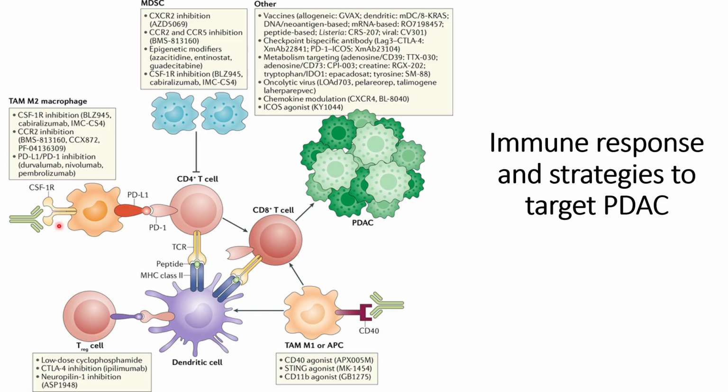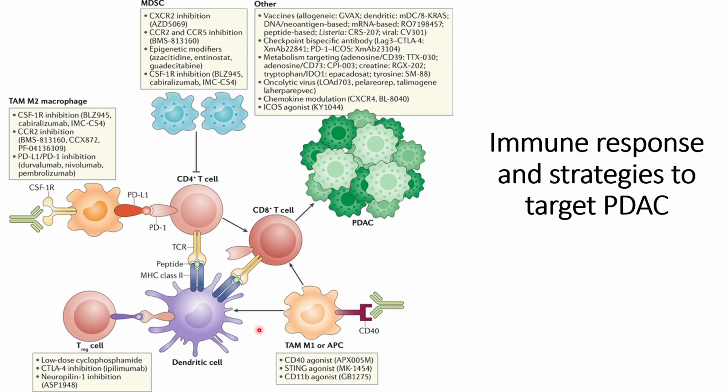Two of the examples are shown here. CSF1 receptors can be inhibited through the ligand so that it cannot interact with the CD4 plus T cells and suppress their activation. Similarly, the PD-L1 ligand can be blocked so that it cannot interact with the PD-1 receptors on the CD4 plus T cells. And in terms of regulatory T cells, they can use low dose cyclophosphamide, CTLA4 inhibition, or neuropilin 1 inhibition. This will prevent the regulatory T cells from interacting directly with the dendritic cells.